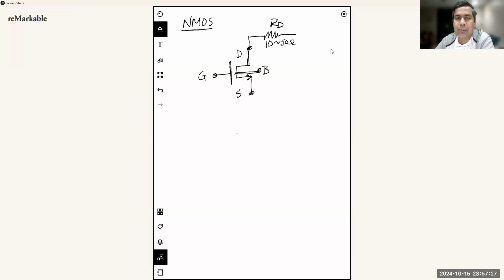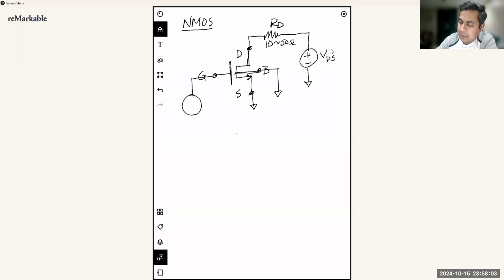It's also going to help you measure the current, because to measure the ID current, you can just measure the voltage drop across the RD resistor and then divide it by the RD resistor value. And that way you can get the current directly. So we will need a voltage source at the drain terminal. Let's call it VDS. We are going to ground both the source and the body terminal. And then on the gate terminal, we will add another voltage source like this, which is our VGS.